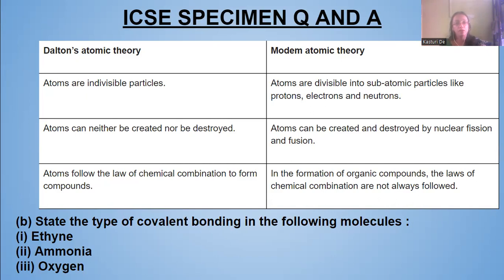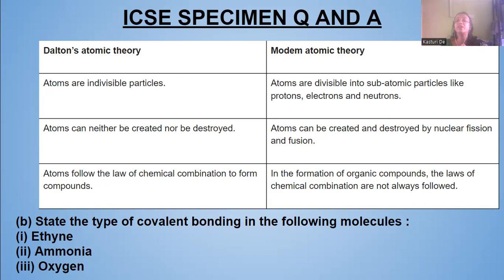Okay, this was not deduced by Dalton. Then, atoms follow the law of chemical combination to form compounds, as given by Dalton. Modern theory says that in the formation of organic compounds, the laws of chemical combination are not always followed. According to Dalton, this law is always followed in the formation of compounds, but in modern theory, it is not always followed.